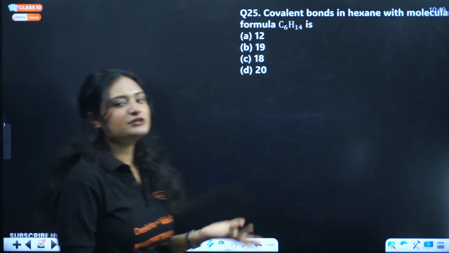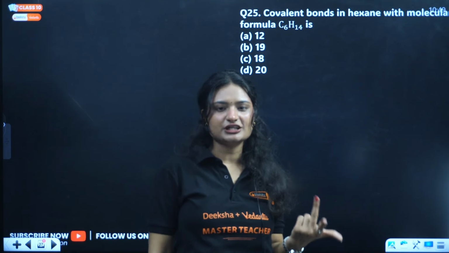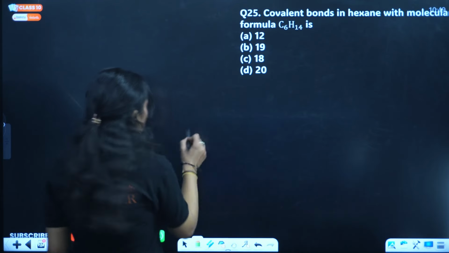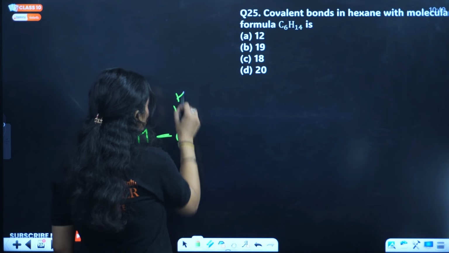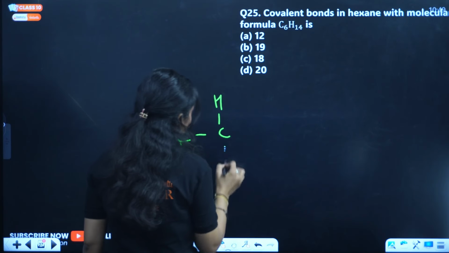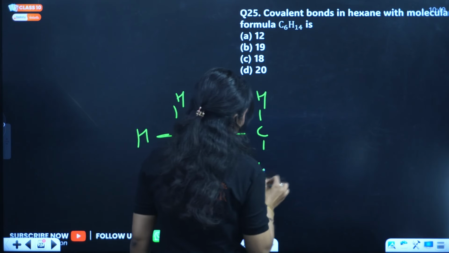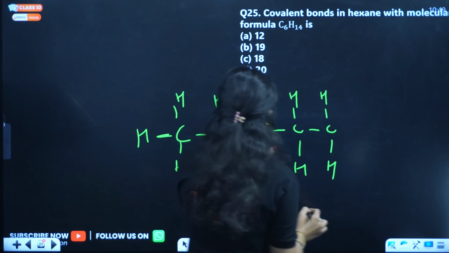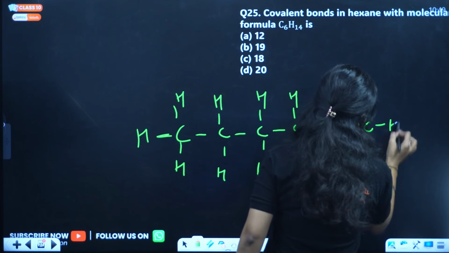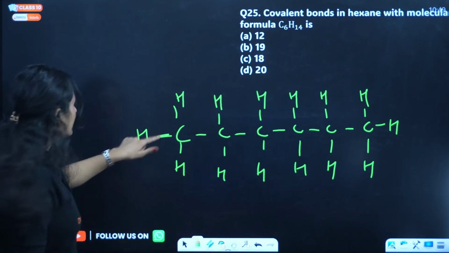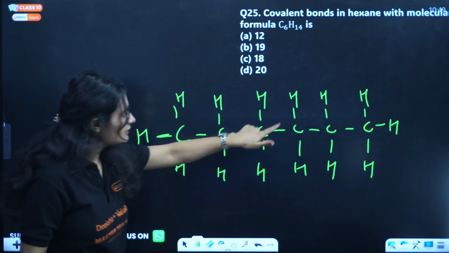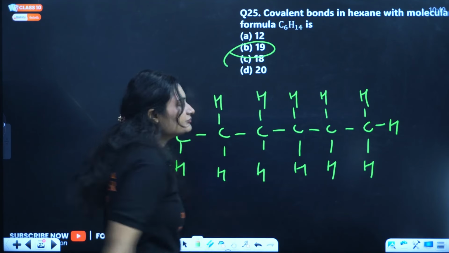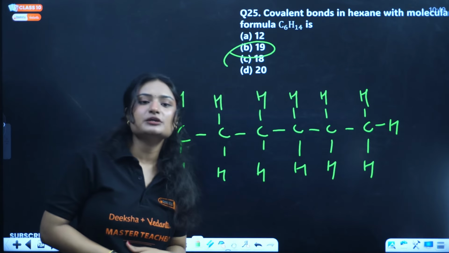Next question. How many covalent bonds are there in the molecule C6H14? Firstly, what is C6H14? It is hexane, right? Do you want to count with me, or should I tell you the answer straight away? Let me write it for you. Now count the number of bonds. 1, 2, 3, 4, 5, 6, 7, 8, 9, 10, 11, 12, 13, 14, 15, 16, 17, 18, 19. There are 19 covalent bonds in hexane.